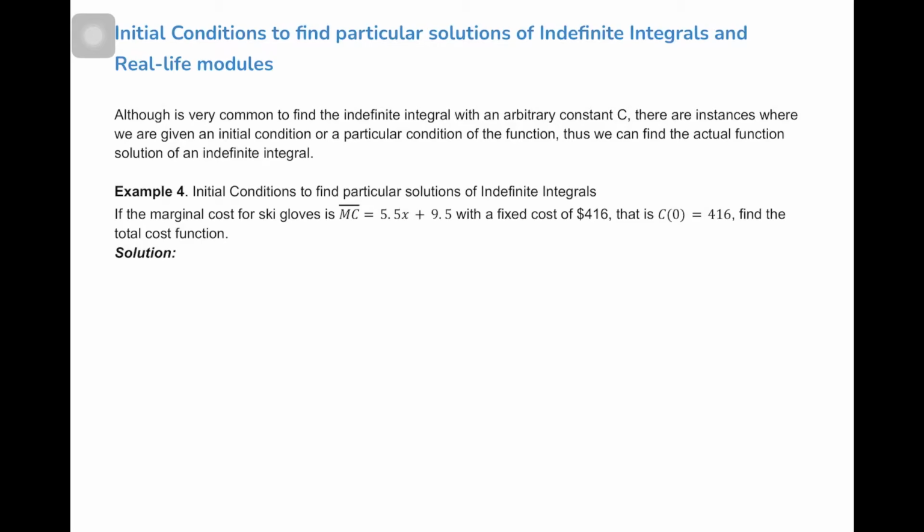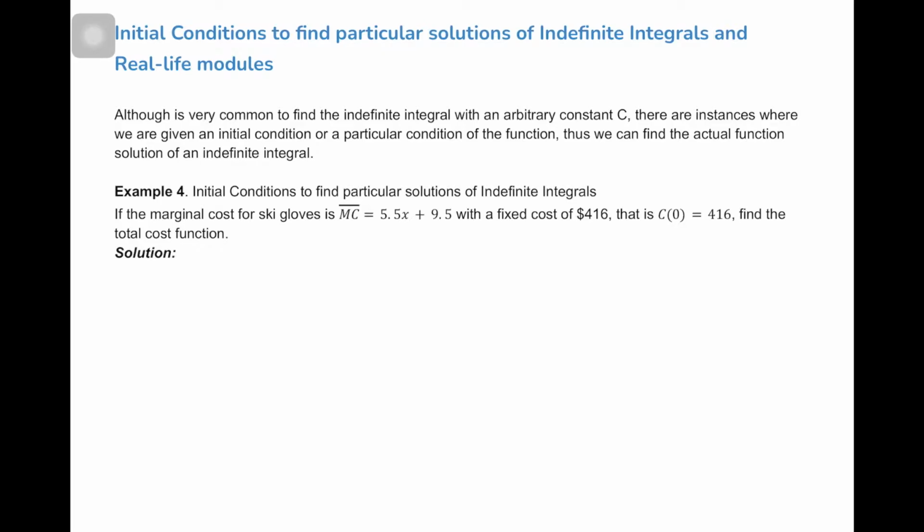Right, welcome back. The next objective is to use initial conditions to find particular solutions of indefinite integrals and real life problems. Although it's very common for us to find the indefinite integral with the arbitrary constant c, there can be some instances where we're given an initial condition or a particular condition of the original function. Thus, we can use that to actually find the original function. So we can go beyond just leaving it as plus c, and actually find the actual function.